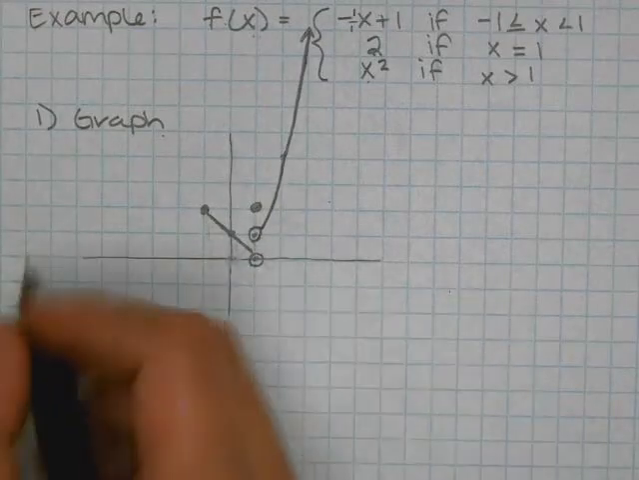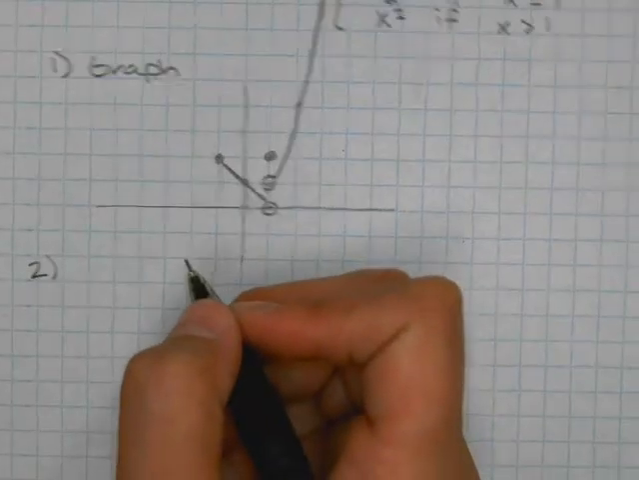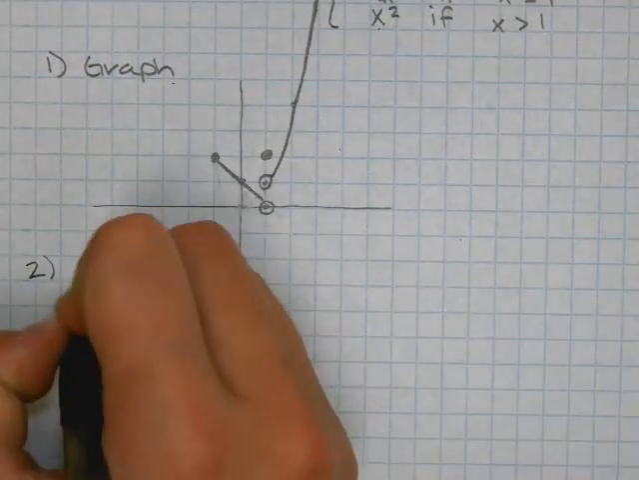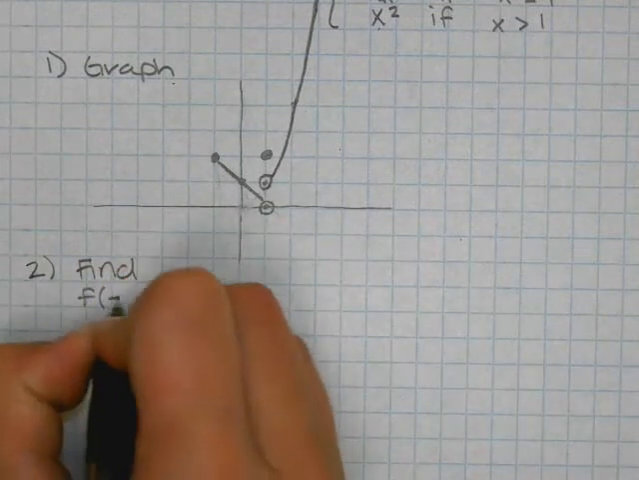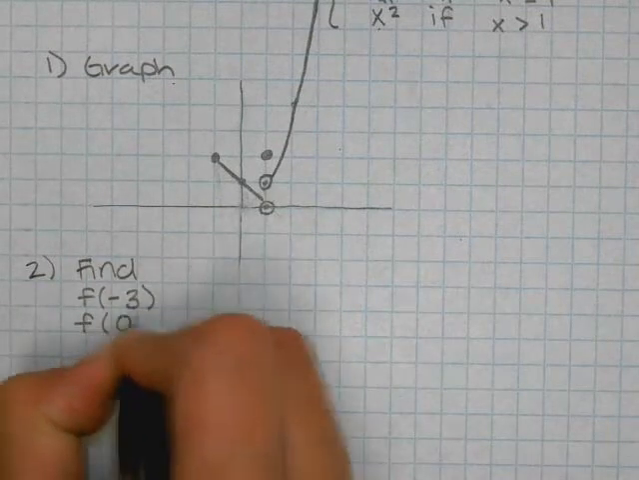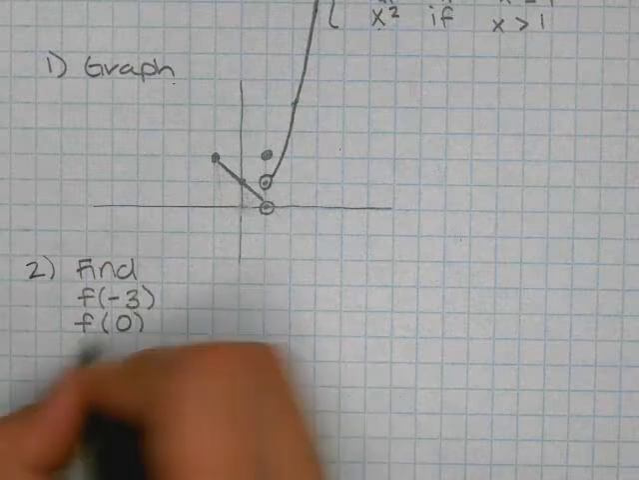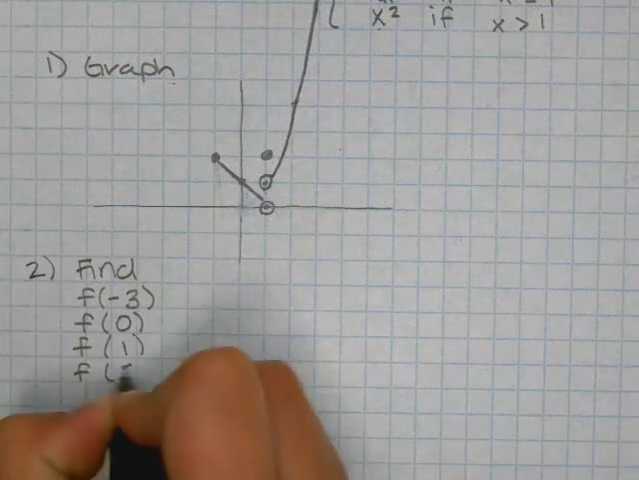All right. Second, we want to be able to find certain pieces of information about a piecewise function, we want to be able to evaluate them. So we're going to go ahead and evaluate this piecewise function at 4 different points. So I want to see what happens if I plug in -3, if I plug in 0, if I plug in 1, and if I plug in 5.